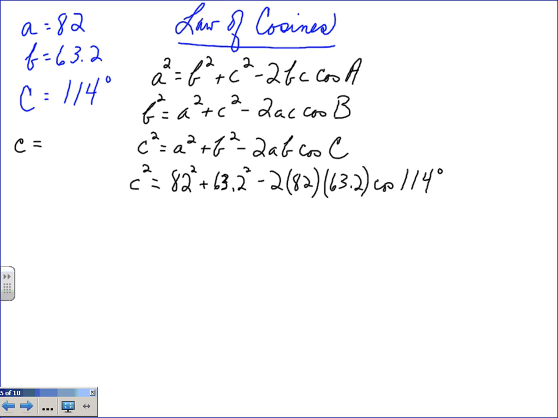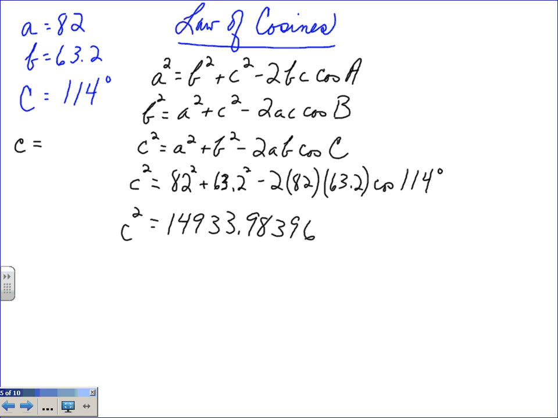And we get 14,933.98. Do not round your answers until you get to your final answer. When this stuff is stored in your calculator, there's no need to round that. And that's equal to c squared. So you should get in your calculator, c squared is equal to 14,933.98396. Make sure we're in degrees.